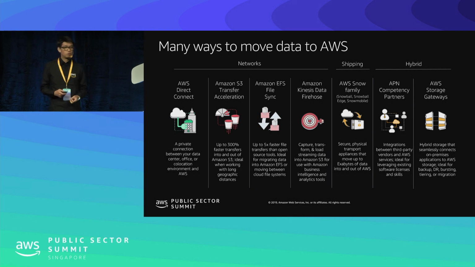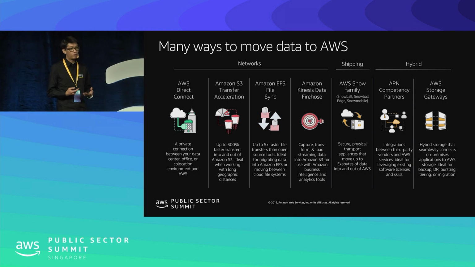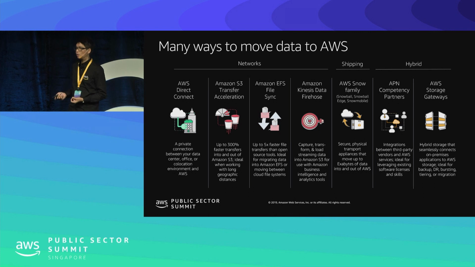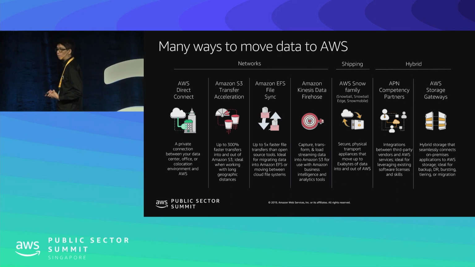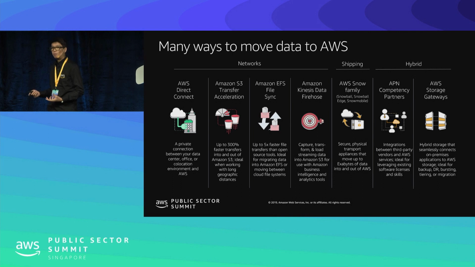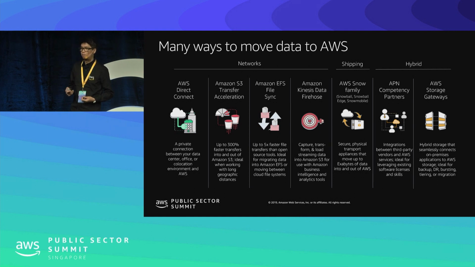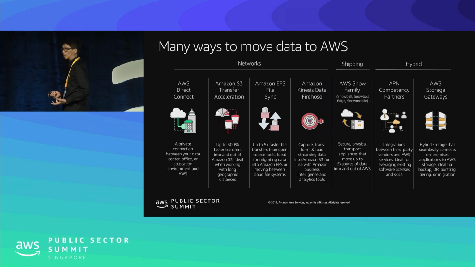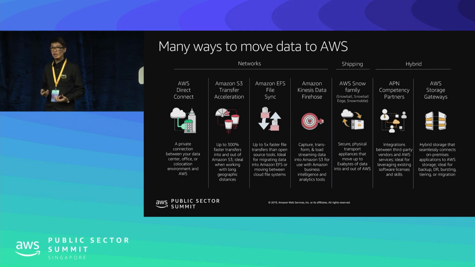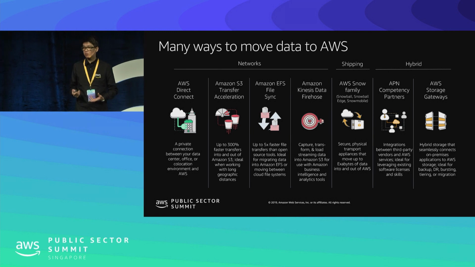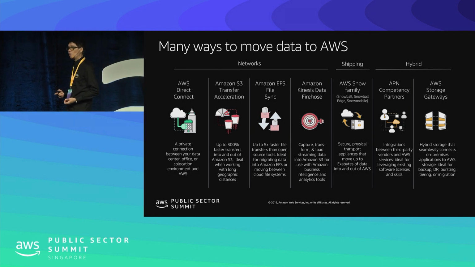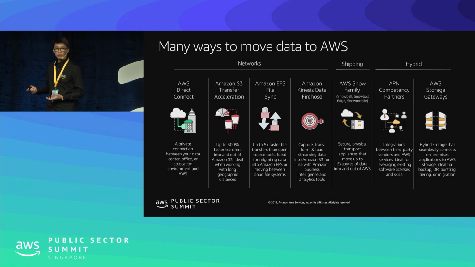So there are many ways to move data onto AWS. One is from a network perspective, where you copy data over the network. We provide you with Direct Connect, which is a private leased circuit that you can pull from your data center onto AWS. You have S3 transfer, you have EFS file sync. All these are data transfer over the network. But what if you have a huge amount of data, like terabytes, petabytes, or even exabytes? We provide a different method of transferring data, where we ship devices to you. You copy the data onto the devices, and you ship it back to us.